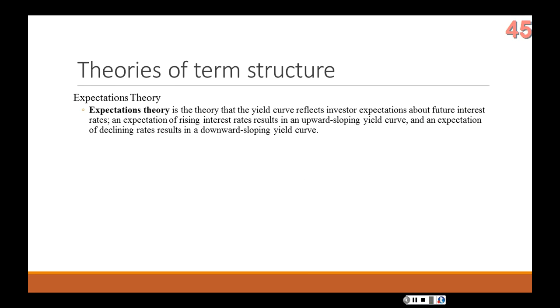The first is the expectations theory. This theory says that the yield curve reflects investor expectations about future interest rates. If investors expect interest rates to increase, then we would have an upward sloping yield curve. If investors expect interest rates to decline, we would have a downward sloping yield curve. So the expectations theory simply says the yield curve reflects investor expectations.